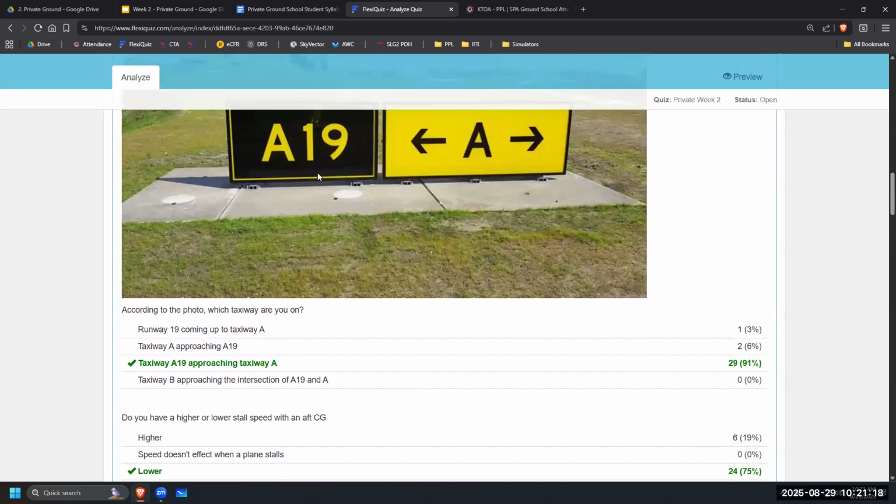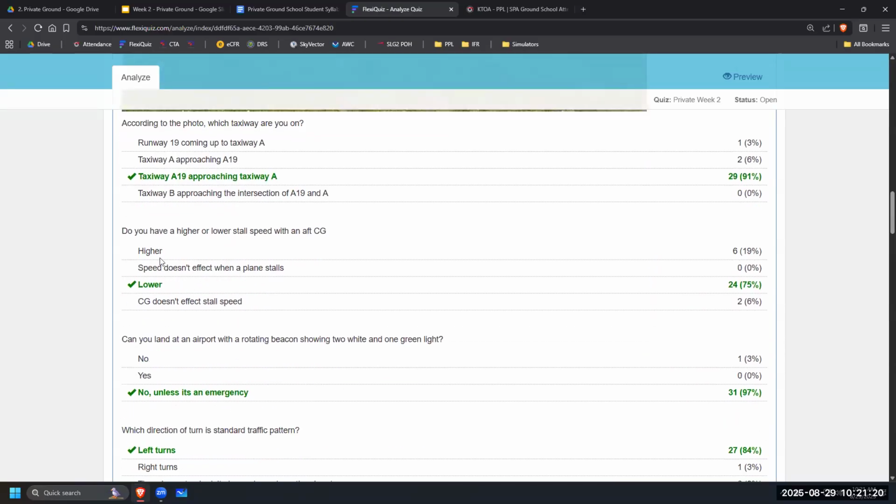I understand the confusion with the numbers on there, but do you have a higher or lower stall speed with an aft CG? Lower, right? CG doesn't affect stall speed. Dang, but higher, I understand. Does anyone want to explain why it's lower? Anyone? Yeah, Molly, go ahead.